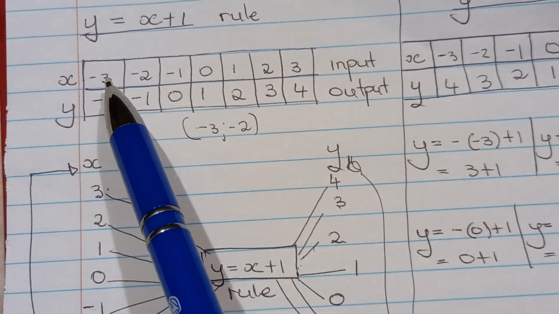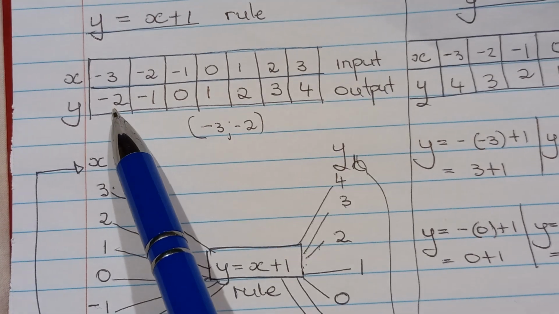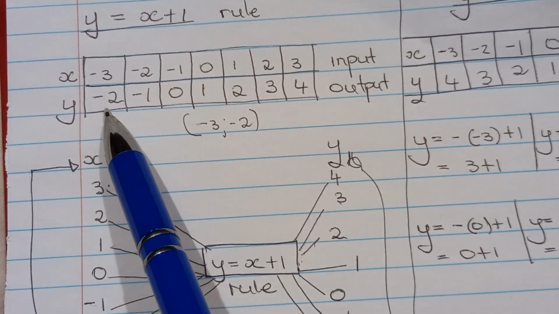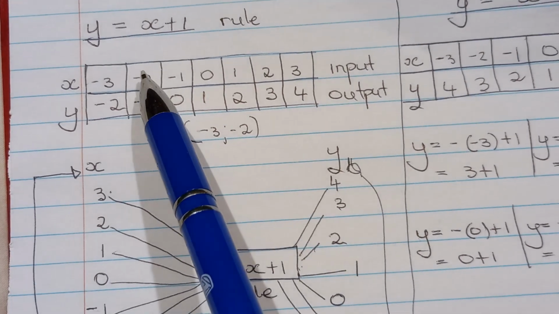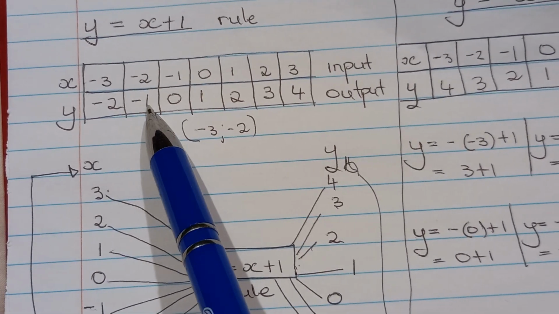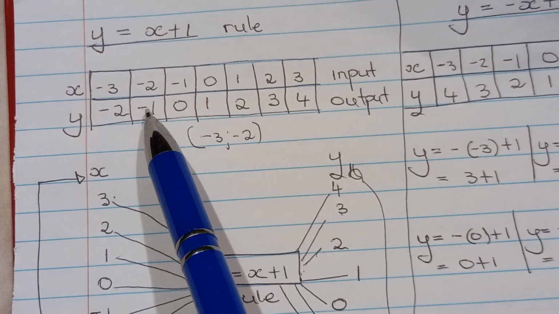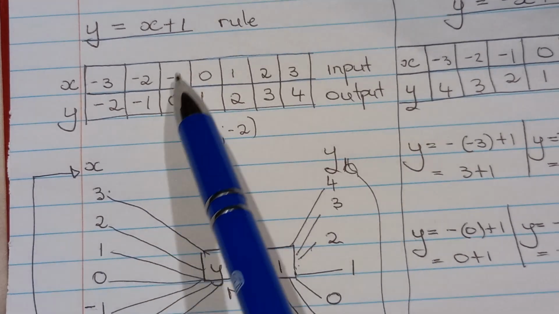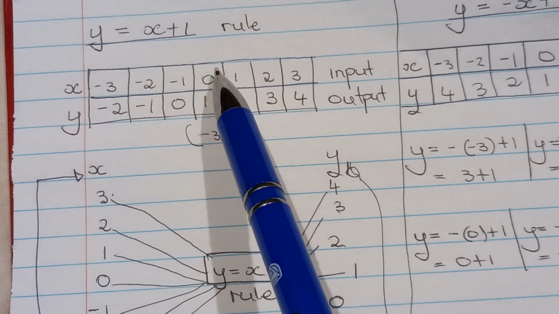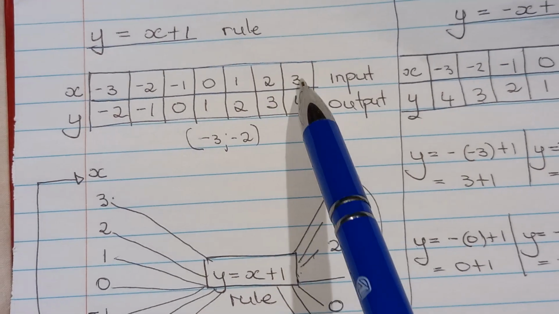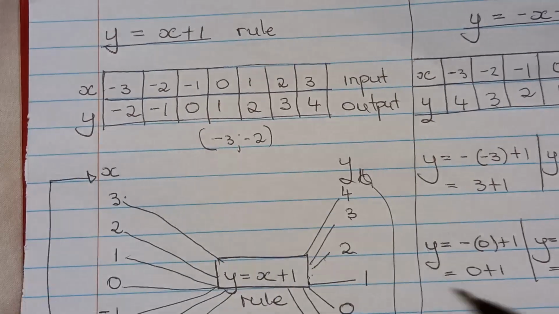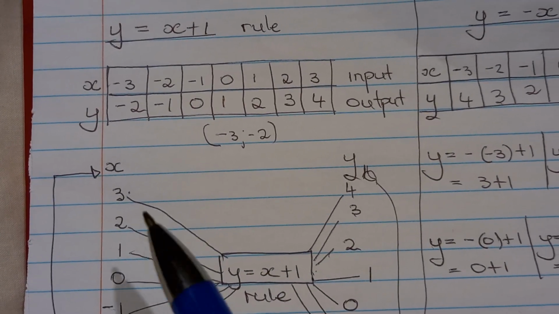Masicala lana kuzoba negative 3 and negative 2. This is your x value and your y value. This is your x value and your y value. So negative 1 is going to be negative 2 is to negative 1. Negative 1 is to 0. 0 is to 1. 1 is to 2. 2 is to 3. And 3 is to 4. These would be your coordinates.